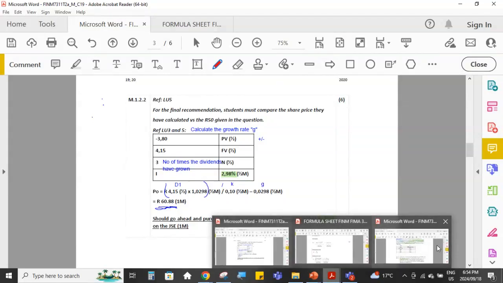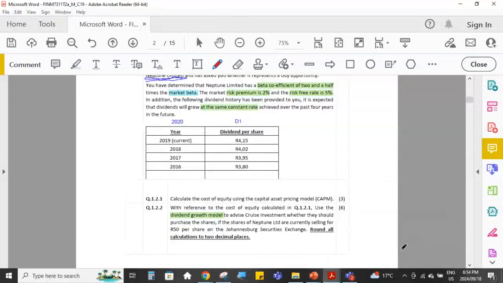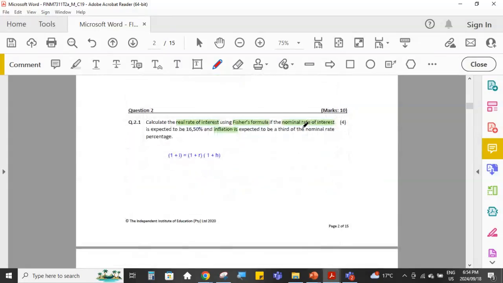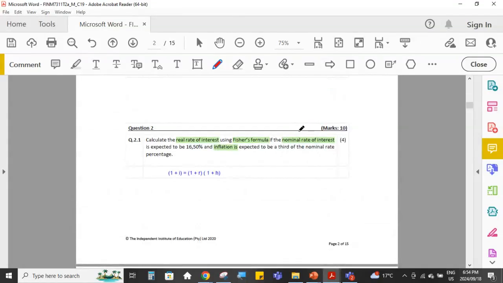So that's also a really nice question for practicing several different aspects of the work that we've already done. Just quickly, we don't have much time left. So just quickly, 2.1 of question 2 is a quick one. Quickie: calculate the real interest using Fisher's formula if the nominal rate of interest is expected to be 16.5%, and inflation is expected to be 1/3 of the nominal rate.